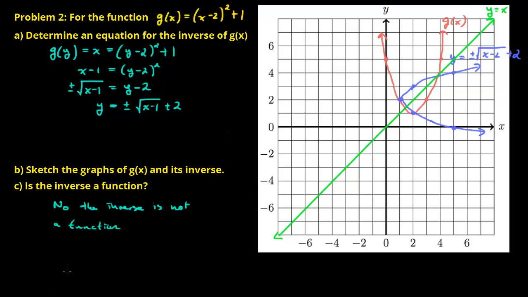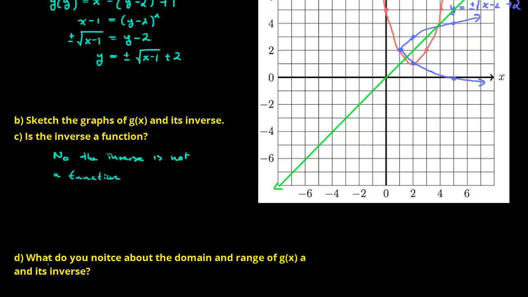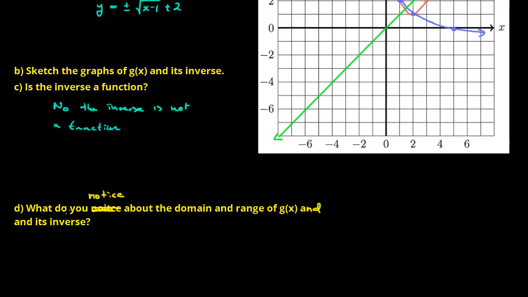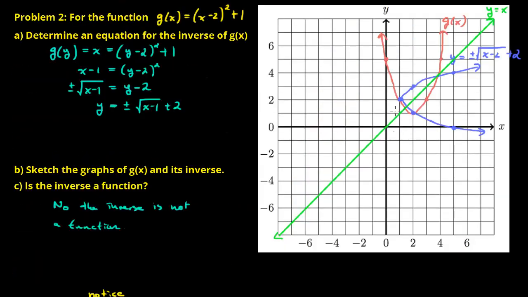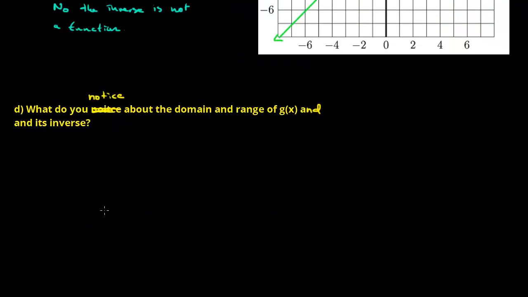Next it says, what do you notice about the domain and range of g of x? And it should say and its inverse here. So that's a small typo. And I also spelled notice wrong. So this should say notice. There's another typo there. Okay, so what do you notice about the domain and range of g of x and its inverse? Well, let's look at the domain and range of g of x.